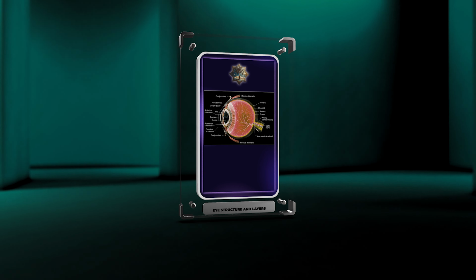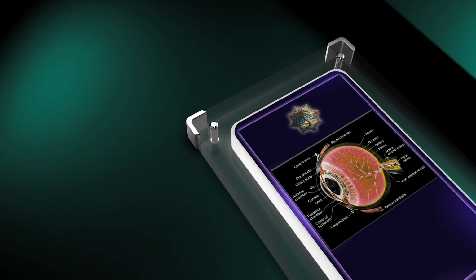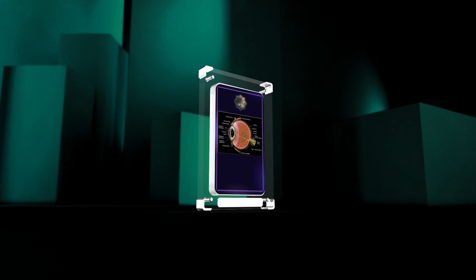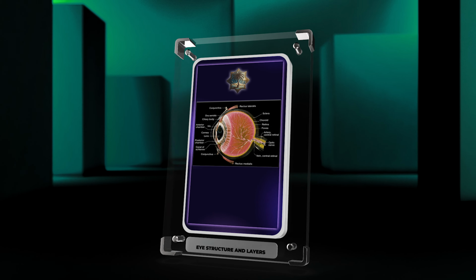Welcome to today's lecture on histology. Today, we will be exploring the fascinating world of ocular histology, delving into the intricate microanatomy of the eye and understanding how various structures within the eye contribute to vision.